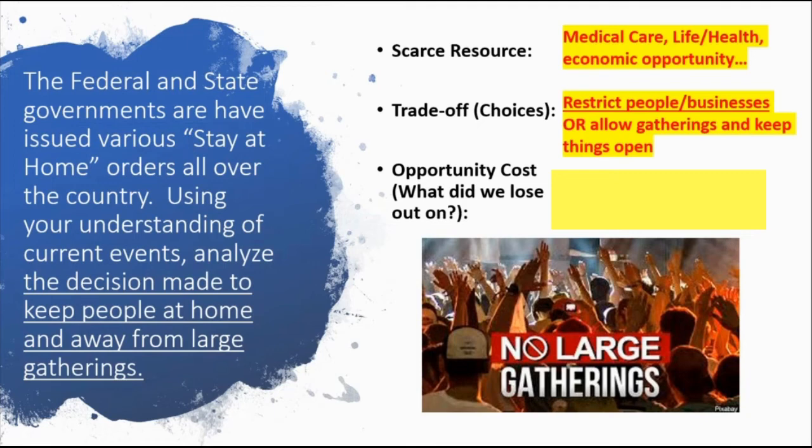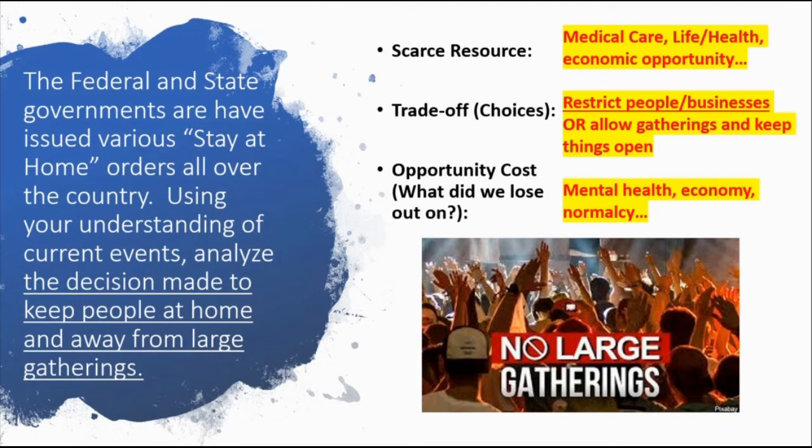What have we given up by staying at home? So mental health. A lot of people think that staying at home has worsened a lot of people's mental health. So we've given up good mental health, I guess you could say. We've given up the benefits of having a robust economy. We've lost a sense of normalcy. So that's what the opportunity cost has been because of the choice made to shut things down.